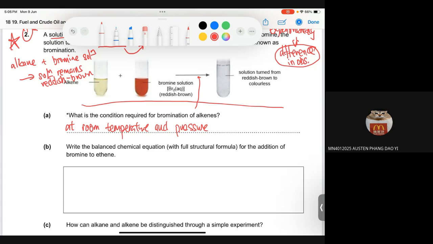How to draw ethene again? Question 18: I want to do a balanced chemical equation with full structural formula. How would you draw the ethene here? Carbon-carbon single bond, and then with 3H connecting to each carbon.